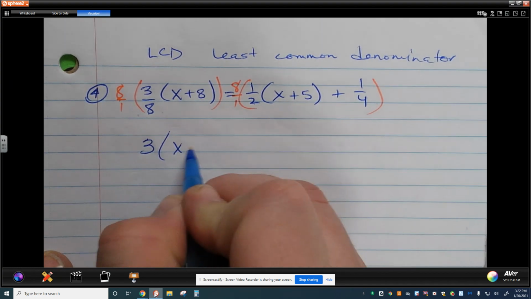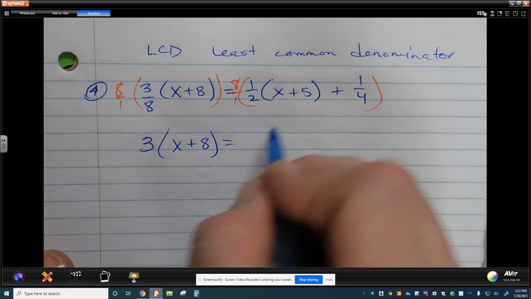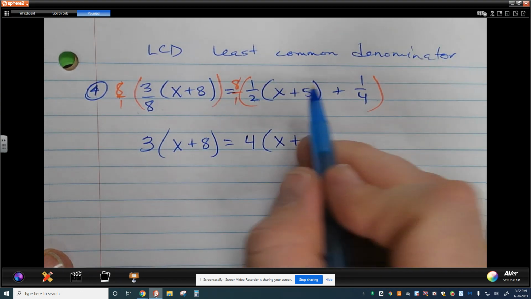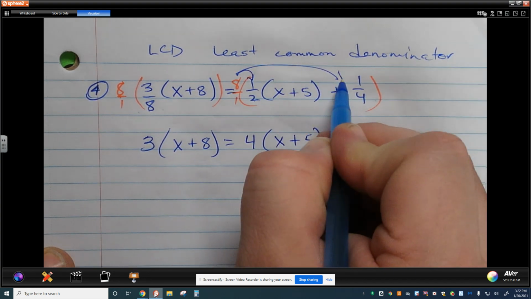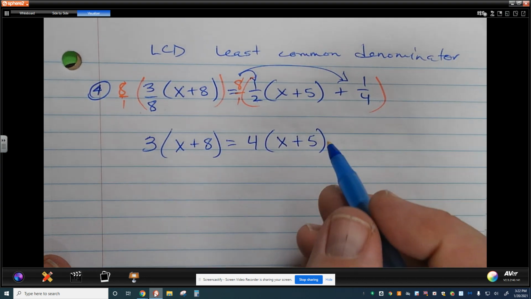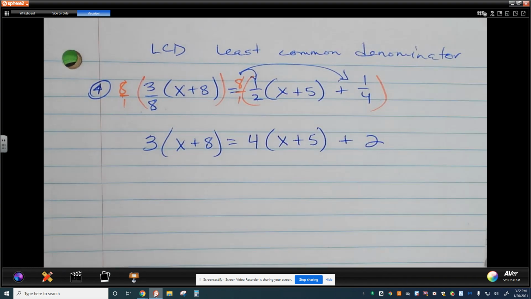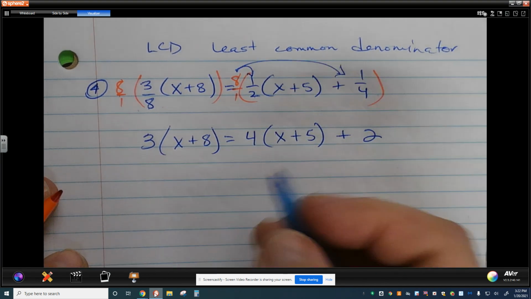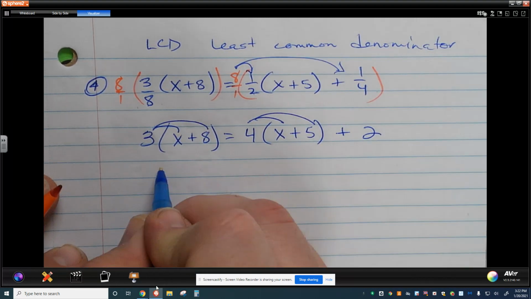So we have 3 times the sum of x and 8 is equal to half of 8, which is 4, which would give us x plus 5 in there. And then 1/4 of 8, don't forget to distribute all the way over here. 1/4 of 8 is the same thing as 8 divided by 4, which is 2. When you look at multiplying by the least common denominator, it becomes fairly simple. Then we follow the distributive property all the way across to simplify.